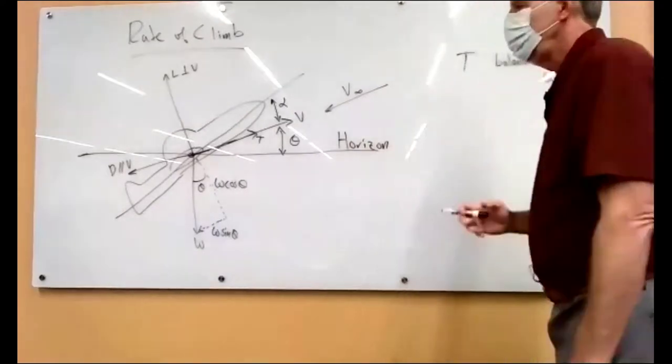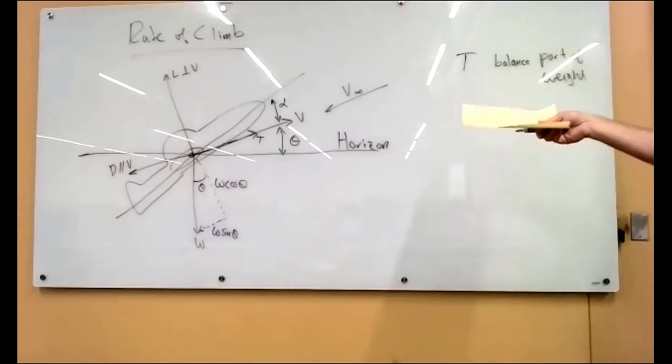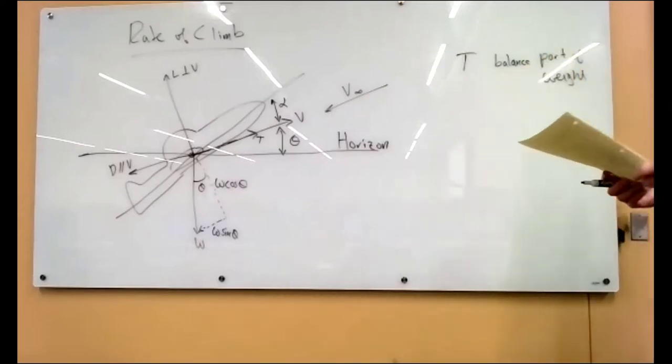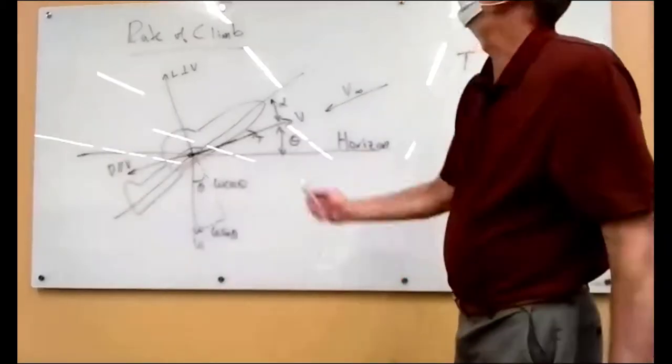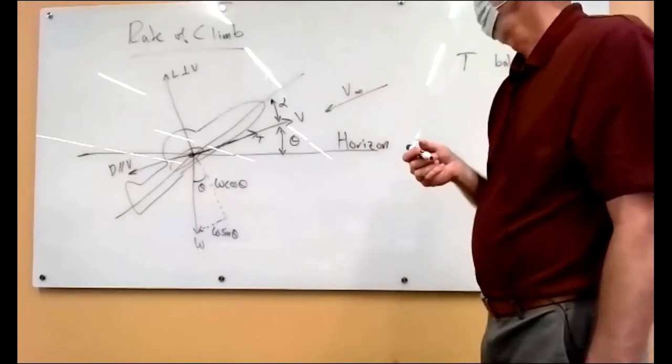And in fact, the steeper you climb, the more of the thrust is used to balance the weight, not just the drag. And that's why you need the extra power or the extra thrust to climb, is because it has to balance part of that weight vector. In fact, if we're climbing totally vertical, the thrust has to equal the weight, right? And you don't need any lift at all.